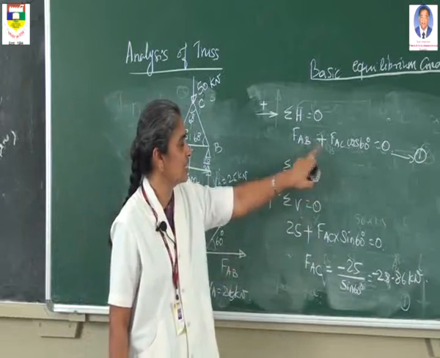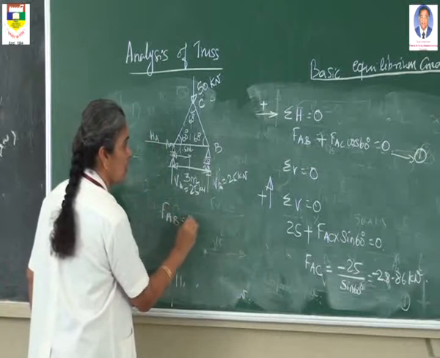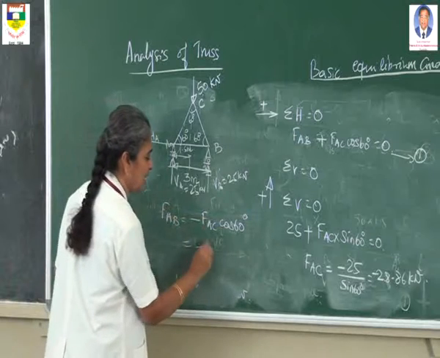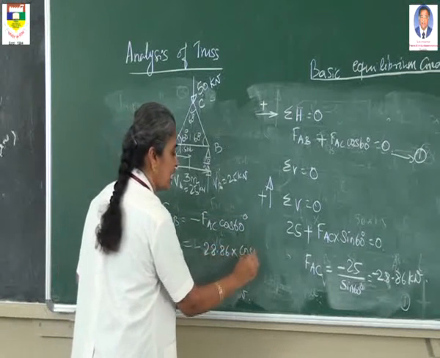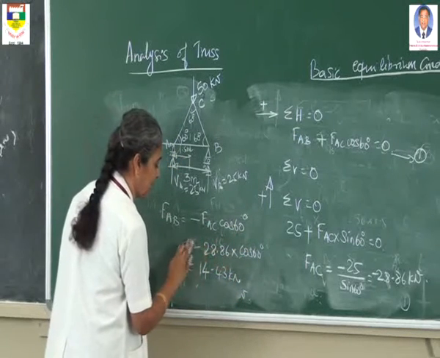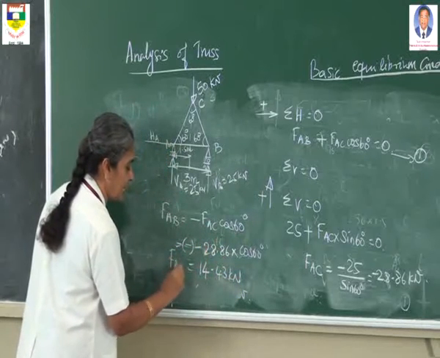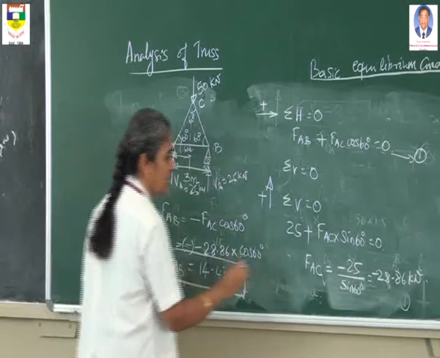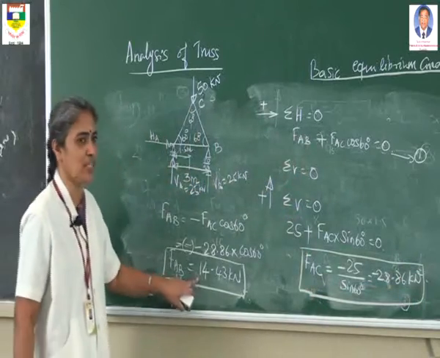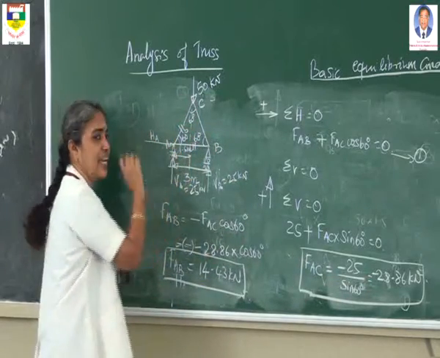Now apply this FAC in the expression for FAB. FAB equal to minus of FAC into cos 60. So FAC is minus 28.86 into cos 60. This gives 14.43 kilonewton. Here that force is also minus, so minus of minus becomes plus. So the force in the member AB is 14.43 kilonewton and the force in the member AC is 28.86 kilonewton. This member force is positive, whereas this member force is negative. So we have calculated these two member forces by considering the joint A.